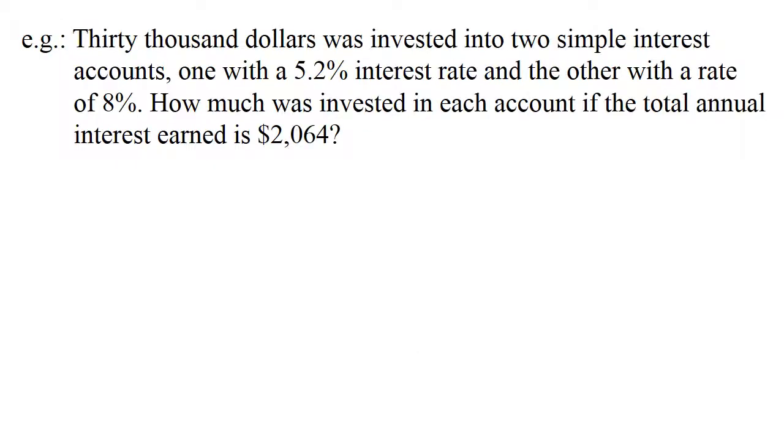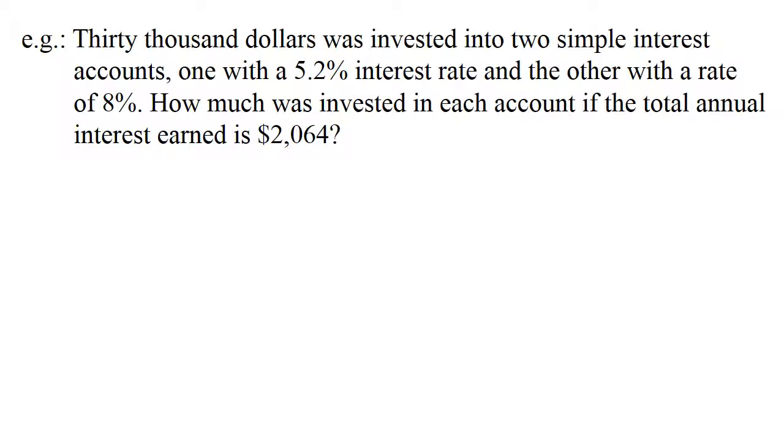Alright, so let's look at this investment problem. $30,000 was invested into two simple interest accounts, one with a 5.2% interest rate and the other with a rate of 8%. How much was invested in each account if the total annual interest earned is $2,664?